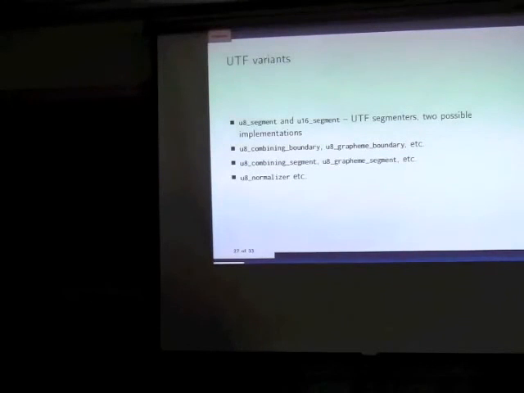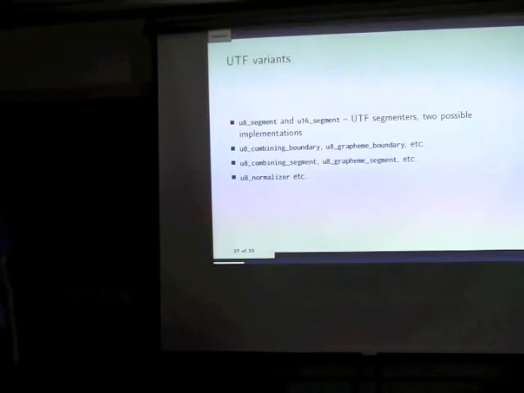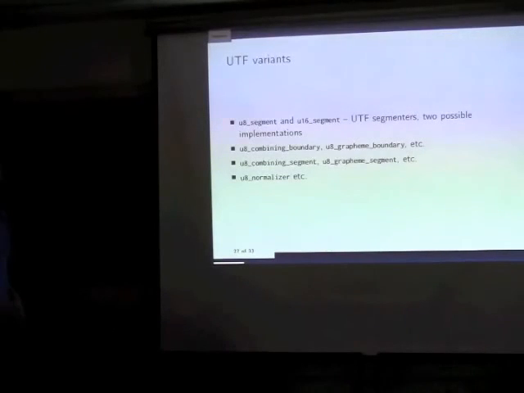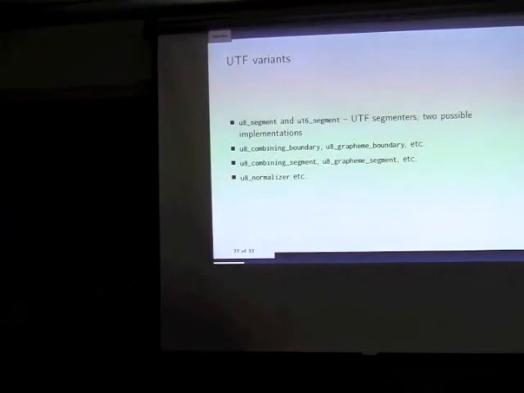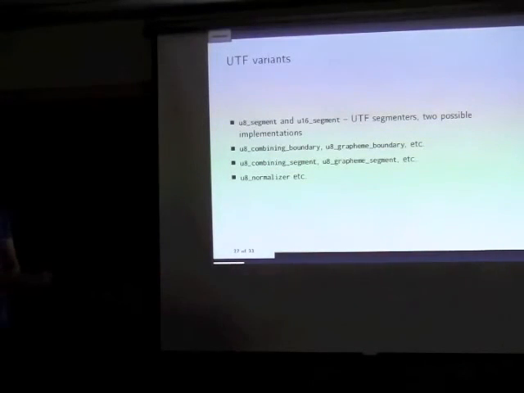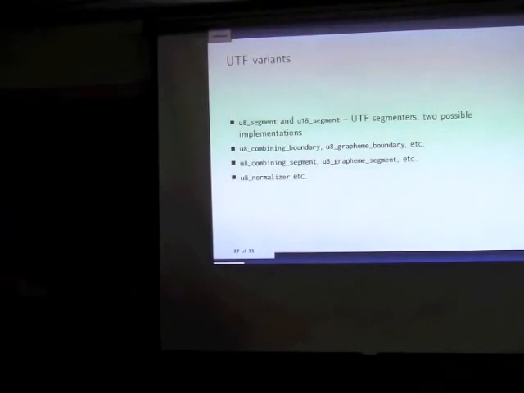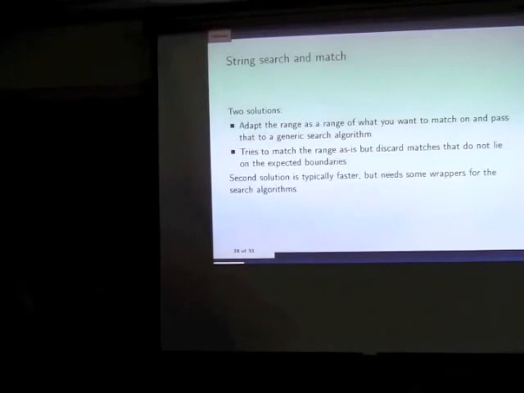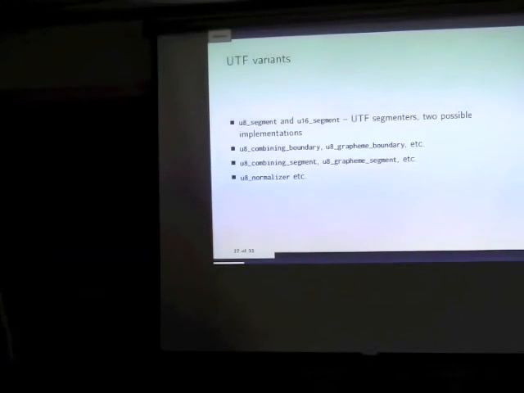So I've got UTF variants of the various segmentation and boundaries. You have two ways to segment UTF-8. You can use the converter and simply discard the output, or you can use a boundary and simply advance it, which is much faster. Then the combination with the combining boundary, the grapheme boundary, the segment versions are segmenters. And you've also got the normalization that directly takes a UTF-8 string, normalizes it, and gives it back as UTF-8.